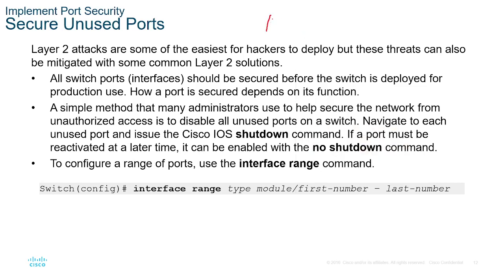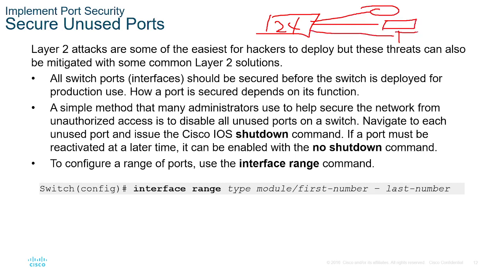For example, you have a switch here which has 24 ports, and a router is connected to one port, and another switch is also connected to another port, and let's say your computer is connected on this port. So it means there are 21 unused ports, so you need to disable them. Then how to do that? You just need to simply type the shutdown command, and if you want to reactivate them later, you just need to type the no shutdown command.